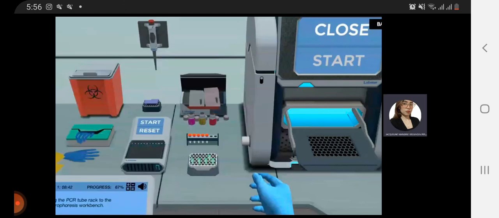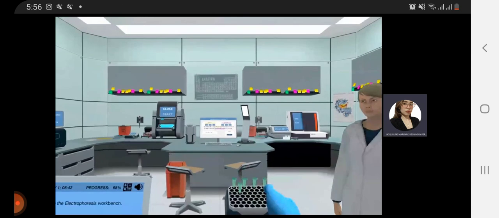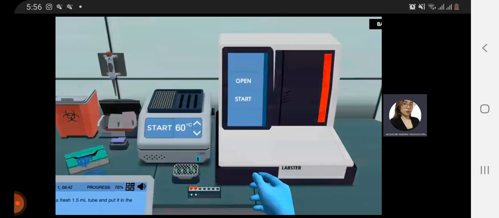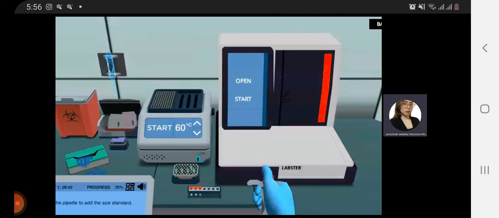Bring the PCR tube rack to the electrophoresis workbench. Go to the electrophoresis workbench. Place the PCR tube rack on the workbench. Pick a fresh 1.5 milliliter tube and put it in the rack. Use the pipette to add the size standard. Add the size standard to the empty 1.5 milliliter tube.